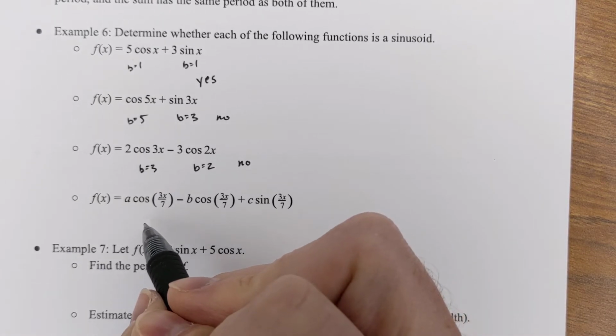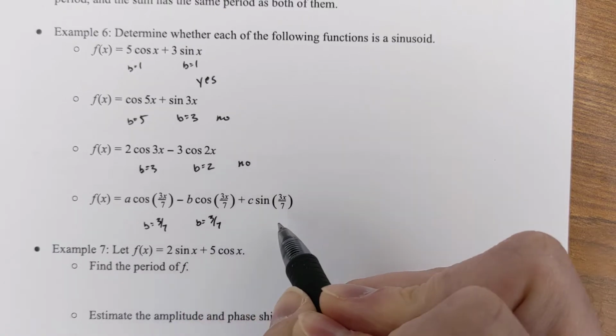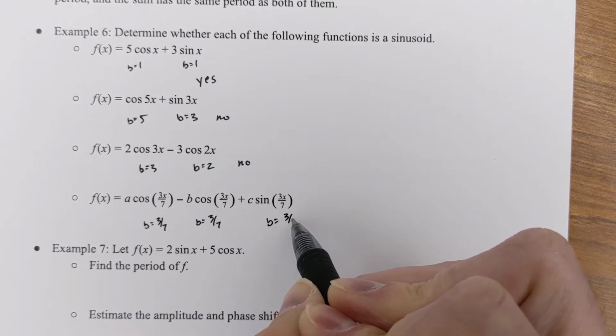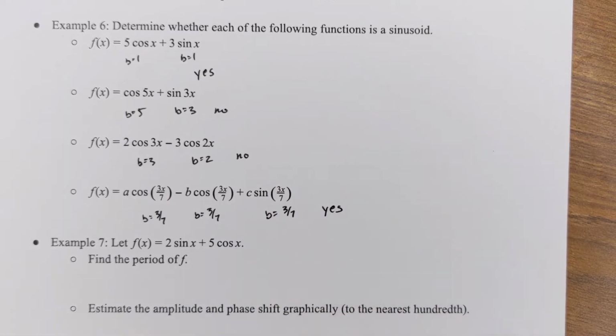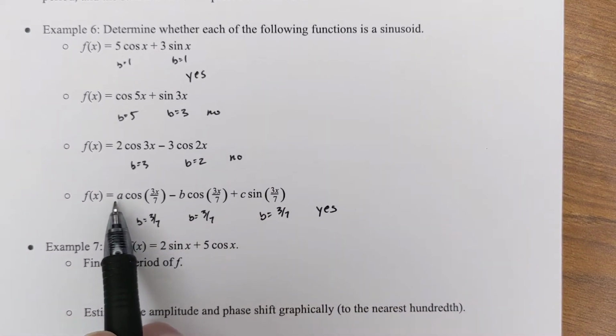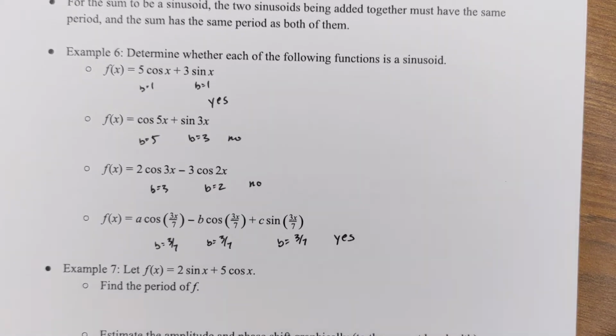Let's see here. This one has a b value of 3/7, this one has a b value of 3/7, and this one has a b value of 3/7. So they all have the same period, so yes. The resultant, regardless of what the values of a, b, and c are, will be a sinusoidal function.